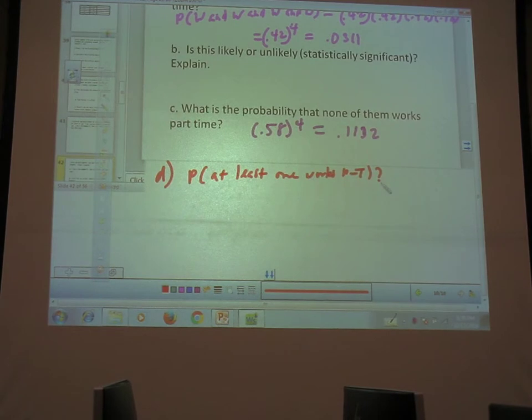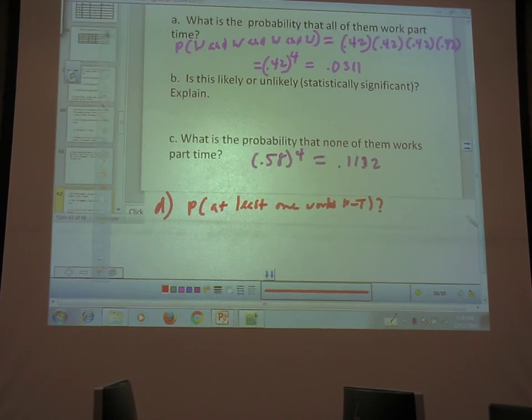So I'll give you guys 10 seconds to figure that one out. Figure out what the complement is of at least 1. Either I have at least 1 donut, or I have no donuts.